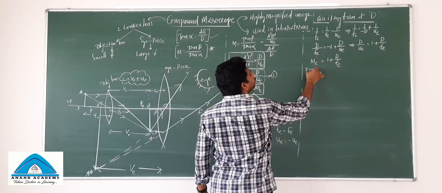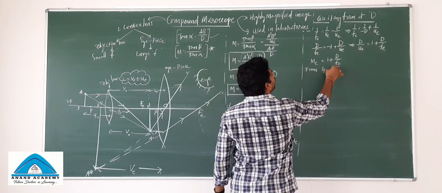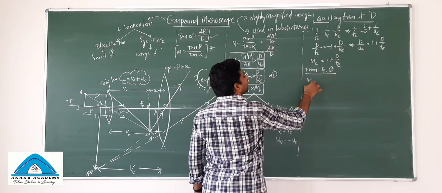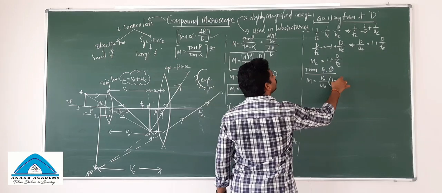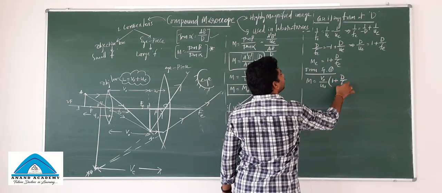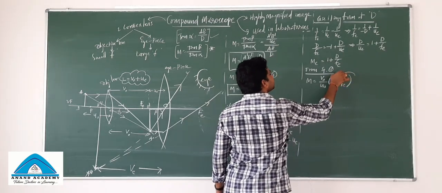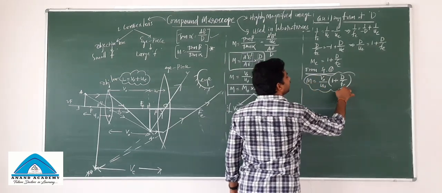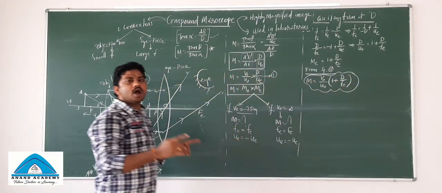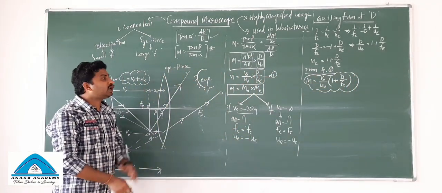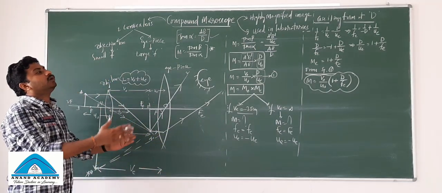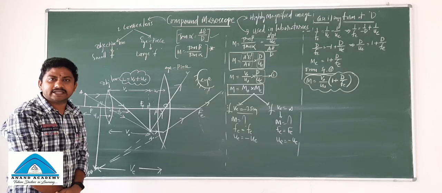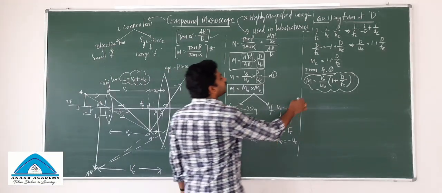So from equation 1, what we can write? Magnification is equal to v_o by u_o into 1 plus D by f_e. So this is the very important expression for magnifying power of a compound microscope when the image is formed at D, capital D. Now, case 2.